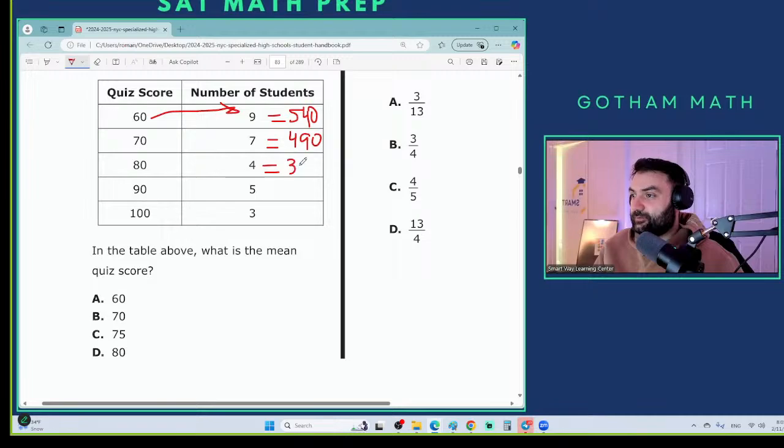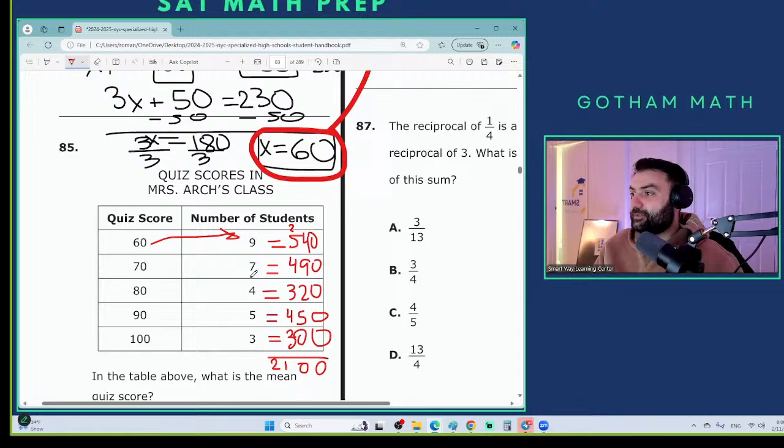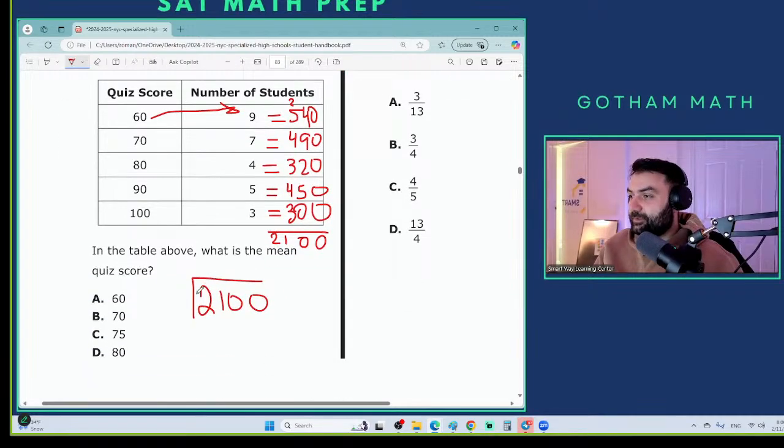This is going to be 320. This is going to be 450. This is going to be 300. 100. Now we're going to add them all. 2100 points they scored. Now we divide 2100 points by how many students there were. How many students were there? 28.